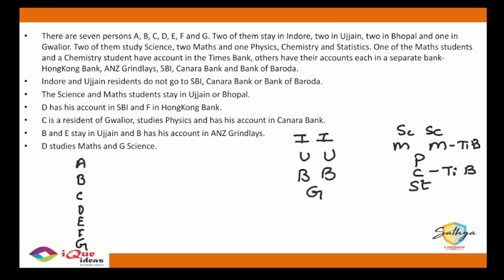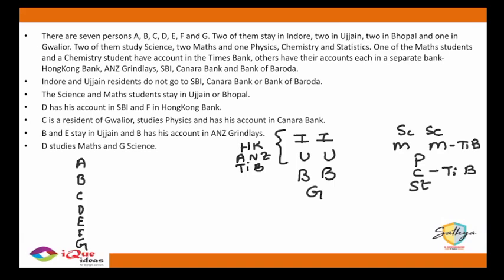Okay. Now it says Indore and Ujjain residents do not go to SBI, Canara or Bank of Baroda. That means if you are from Indore or Ujjain, then which are the banks which are possible? Either you can be in the Hong Kong Bank, or you can be in the ANZ Bank, or you could be in the Times Bank. You cannot be SBI, Canara or Bank of Baroda. So automatically Indore and Ujjain के लिए 3 ही banks possible हैं, 3 तो ऐसी eliminated हैं. For the time being उसके आगे नहीं जा सकता.